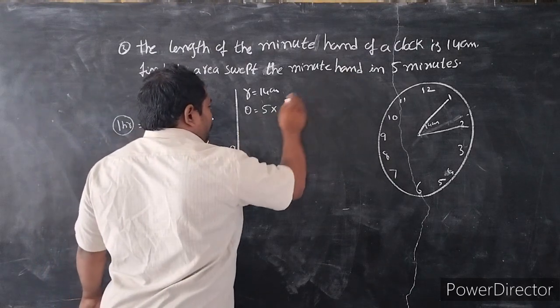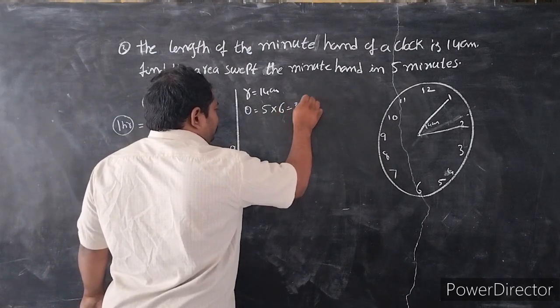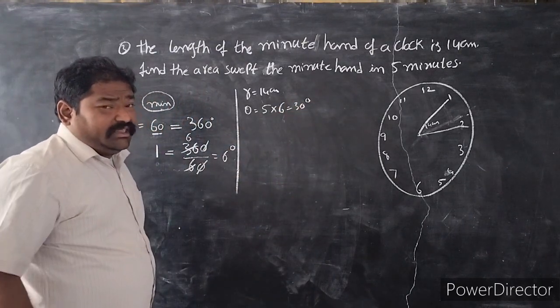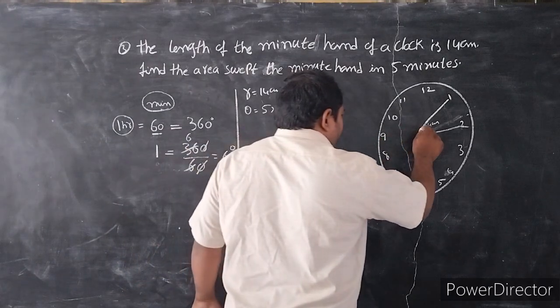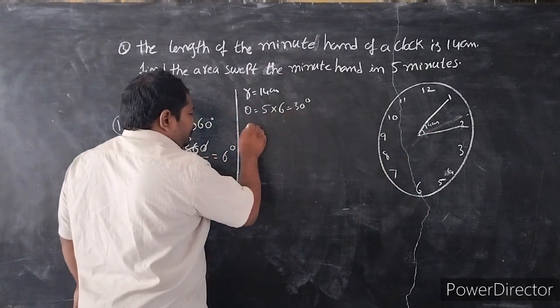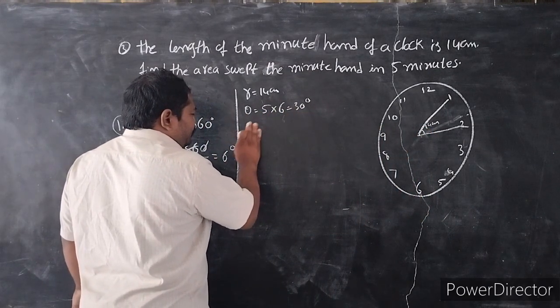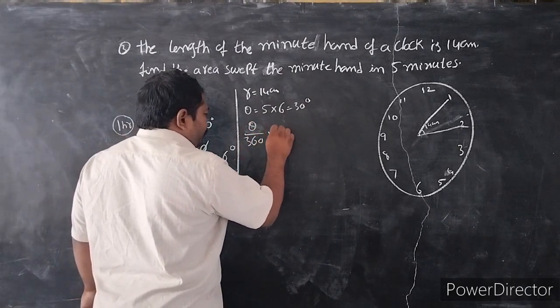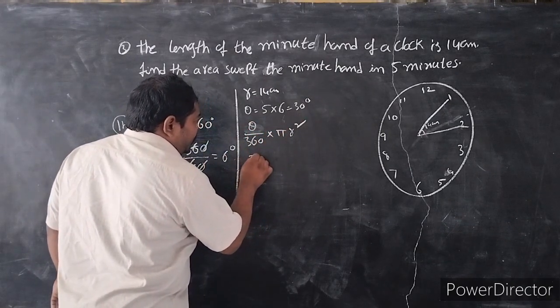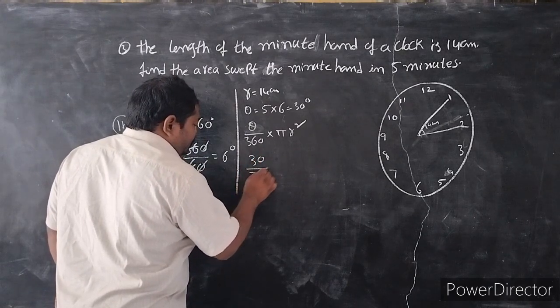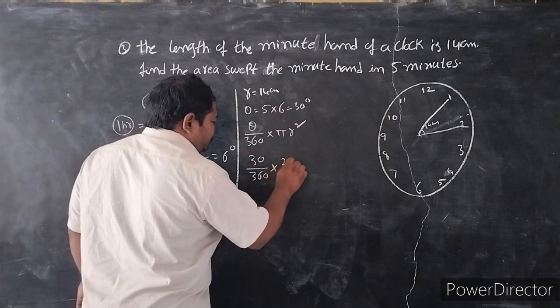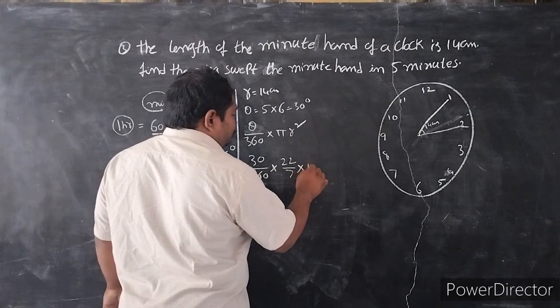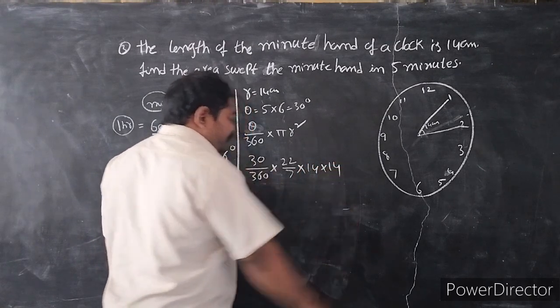For 5 minutes we have 5 into 6, which is nothing but 30 degrees. Therefore the angle at the center the minute hand makes is 30 degrees. What is the formula of the sector? Therefore theta by 360 into pi r square. What is theta here? 30 degrees by 360 into pi, which stands for 22 by 7, radius stands for 14 into 14.